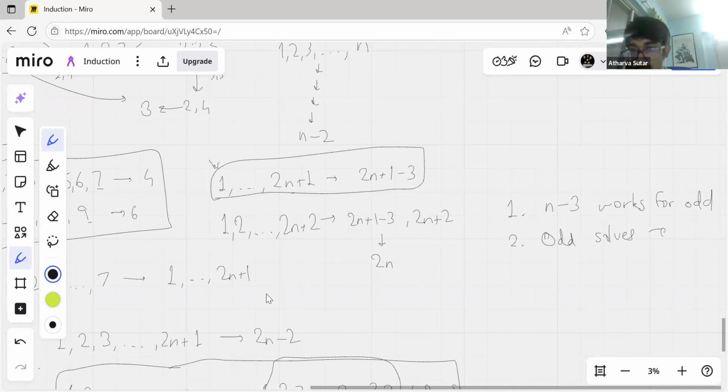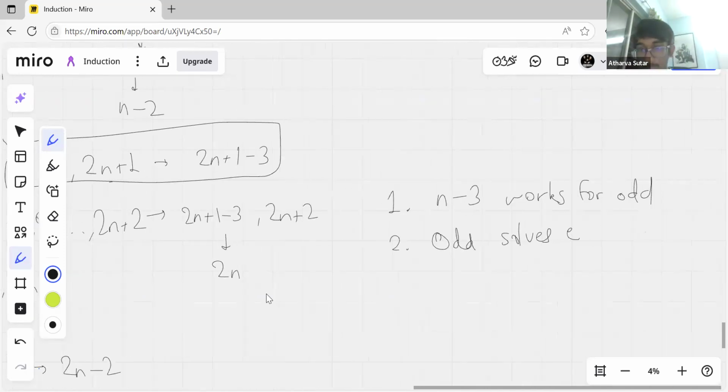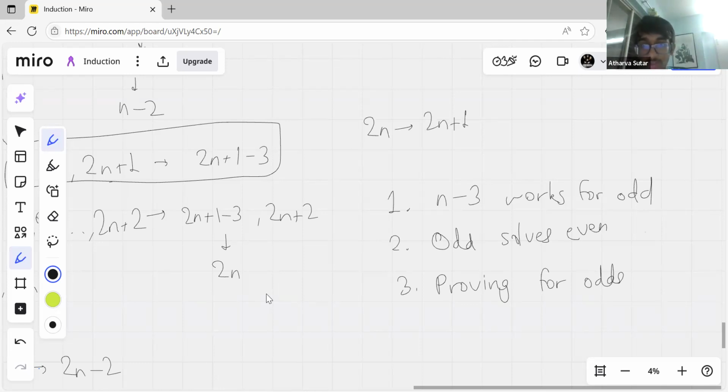Odd solves even because, if you have proved it for odds, then you will prove it for evens. So that is our second step. And then the third step is proving for odds. Notice that there could be a fake solve here if you used even to prove for odd. Like if you prove that 2n implies 2n plus 1, that would be a fake solve, right? Because you're using the odds to prove the evens. So you can't exactly use this step.